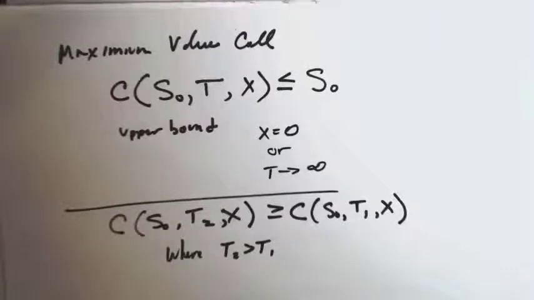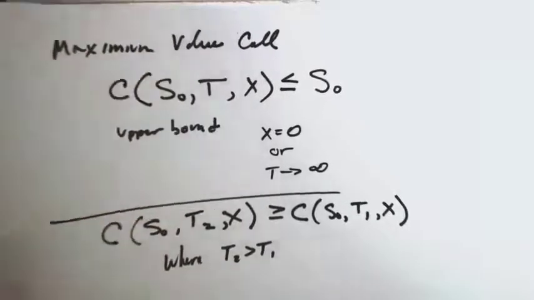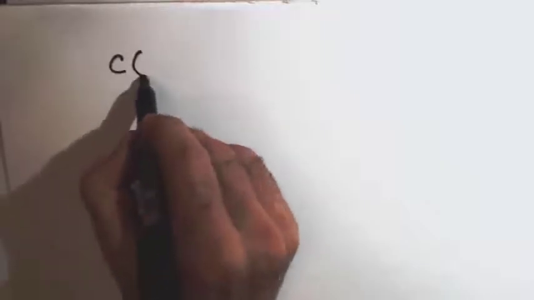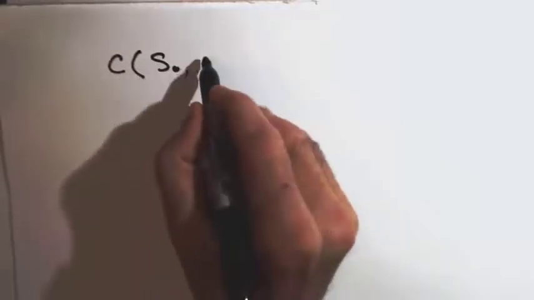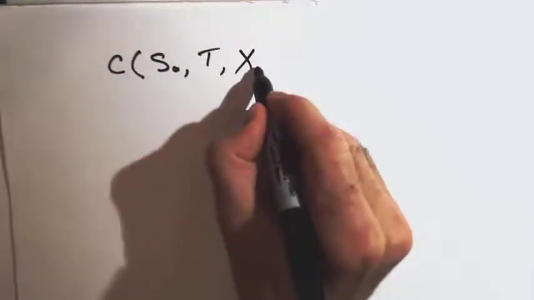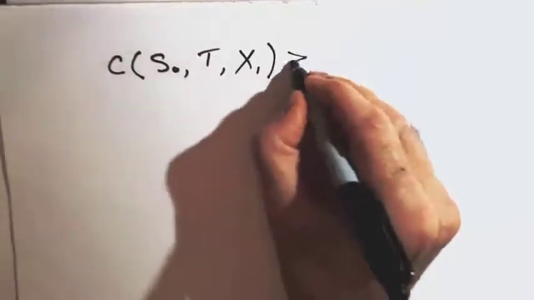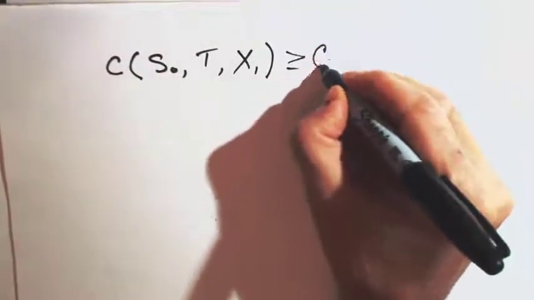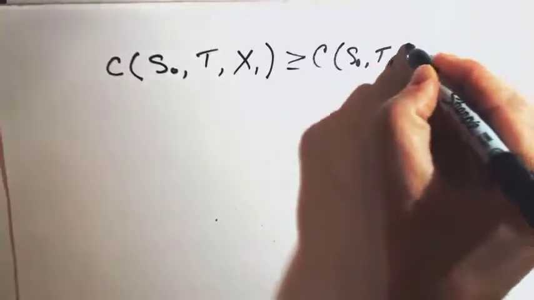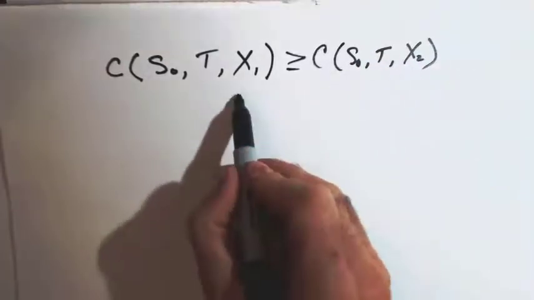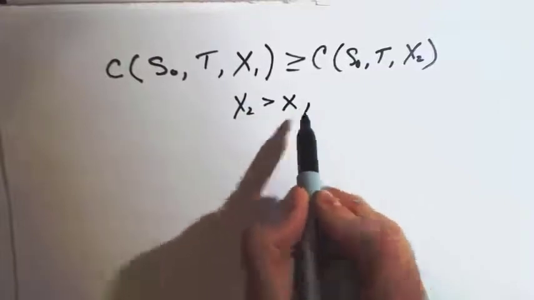Okay, so now let's go further and let's look at the effective exercise price on a call. The lower the exercise price for a call, the more valuable it is. And this is another one of these conditions where it doesn't matter if it's European or American. And so we basically have call price, stock price today, time, and we're going to deal with X now. So X1 means a different strike than this option, with strike X2. X2 is greater than X1, okay?